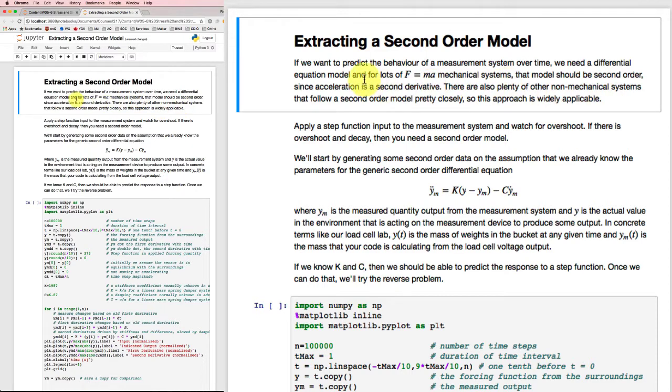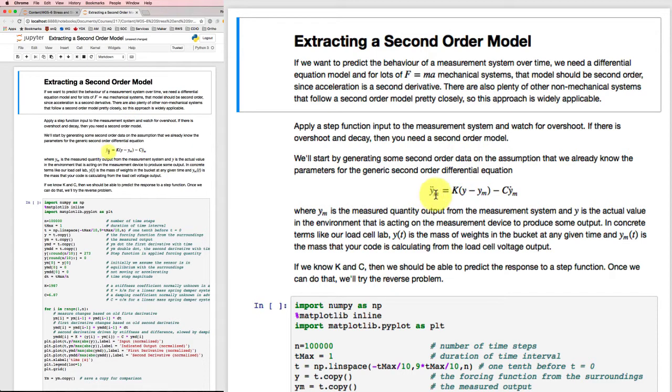However, if the system has some nonlinearities in it, or if we don't actually know the physical parameters, we'd really like to be able to go the other way and extract a second order model from data we measure with, say, maybe a step function. So the technique that we would follow is we'd apply a step function input to our measurement system in the real world and watch for overshoot. If there's overshoot and decay, if it goes up and oscillates back and forth and damps out after a while, then we know we should be able to get a reasonable approximation from a second order model.